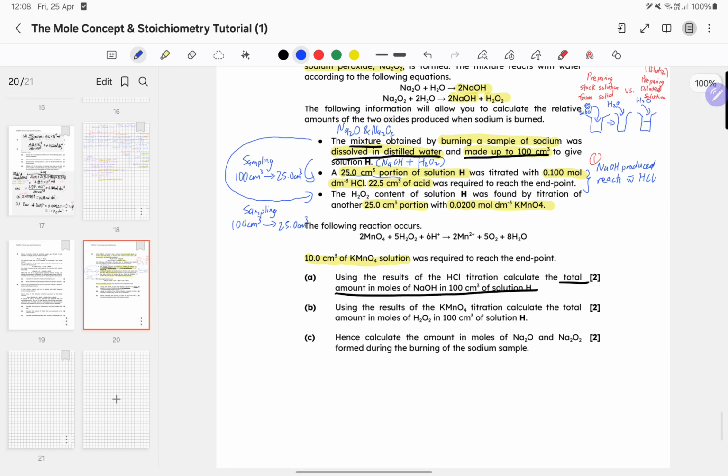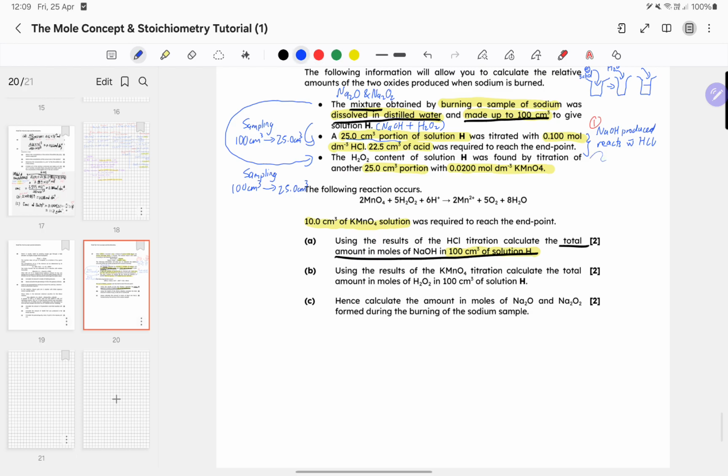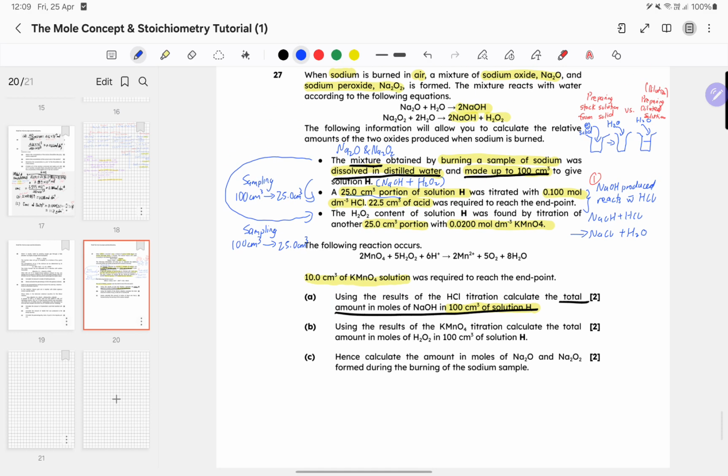First of all, using the results from the HCl titration, calculate the total amount of NaOH in moles in 100 cm cube of solution H. So we need to write our equation first. The only equation you have to write is NaOH plus HCl, and this gives you NaCl plus H2O. So it's already balanced. We go on to see if there's any excess or limiting reagents.